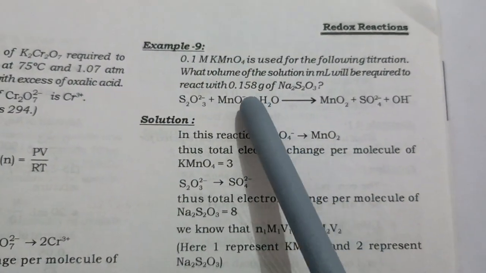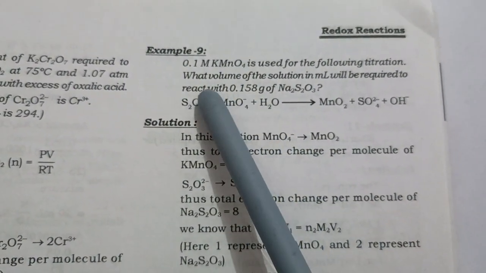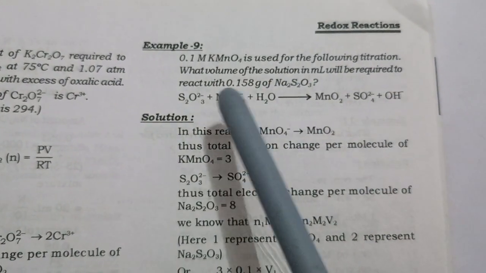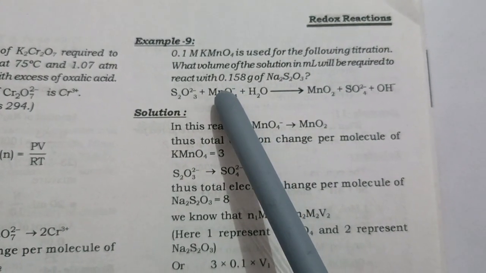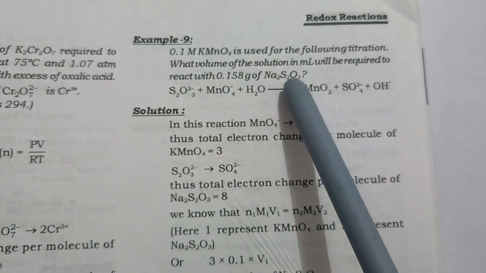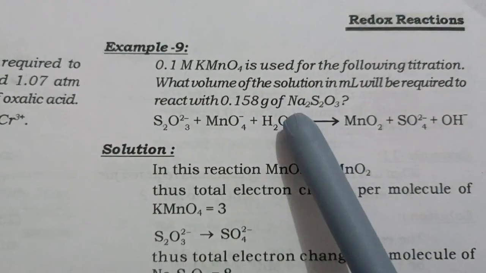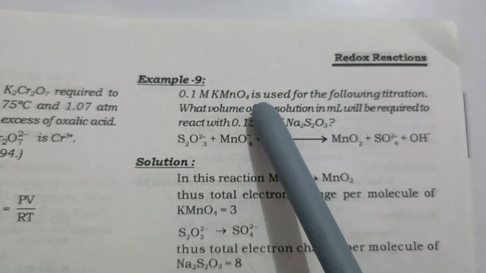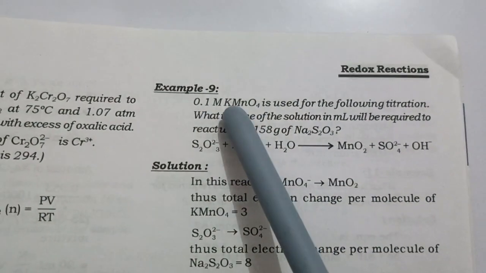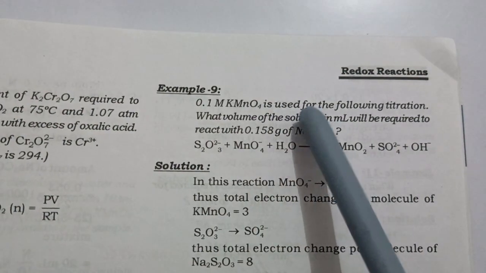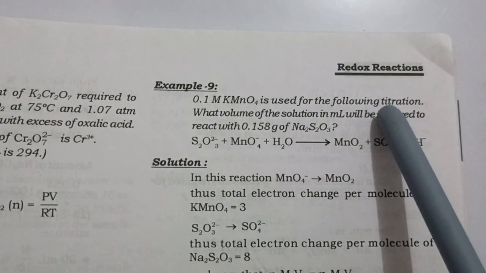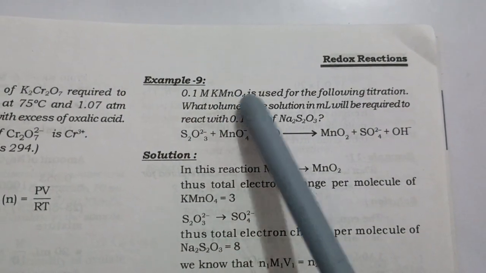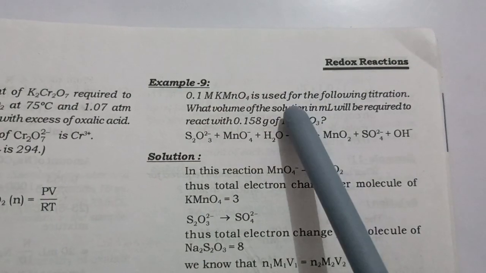So dear student, in this video we will calculate the volume in ml required to react with 0.158 gram of sodium thiosulfate. What is the volume of solution in ml? 0.1 molar potassium permanganate is used for the following titration. So we have to calculate the volume of the 0.1 molar solution of KMnO4.